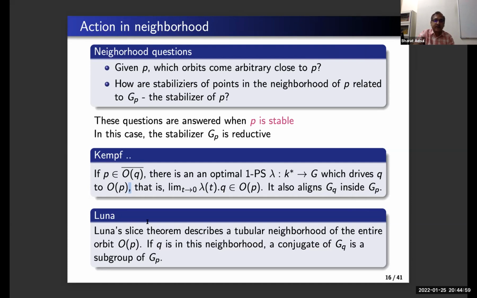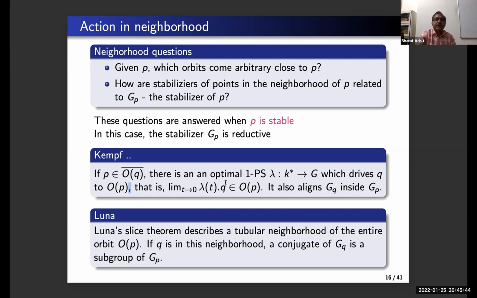Another very important result is Luna's slice theorem, and I'll say a little more about that shortly. Luna's slice theorem is about a neighborhood of the entire orbit. It describes a tubular neighborhood of the entire orbit O_P when P is stable. So this orbit is closed. As a consequence of this slice theorem, whenever Q is in this neighborhood, a conjugate of the stabilizer of Q is in fact a subgroup of the stabilizer of P. So it is something similar to what happens in Kempf, but it happens now in the entire neighborhood of the orbit of P, when P is stable.